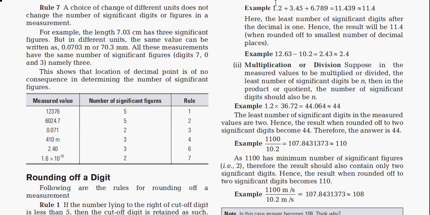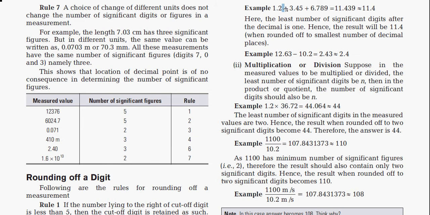Here is the example: 1.2, 3.45 and 6.789. In addition you will get 11.439, but we have to consider the least number of significant digits. In 1.2, 1 and 2 are the significant digits. In 3.45 we have 3 significant figures, and in 6.789 we have 4 significant figures. So we need to consider the least number of significant digits after the decimal, which is 1. Hence the result will be 11.4 only.